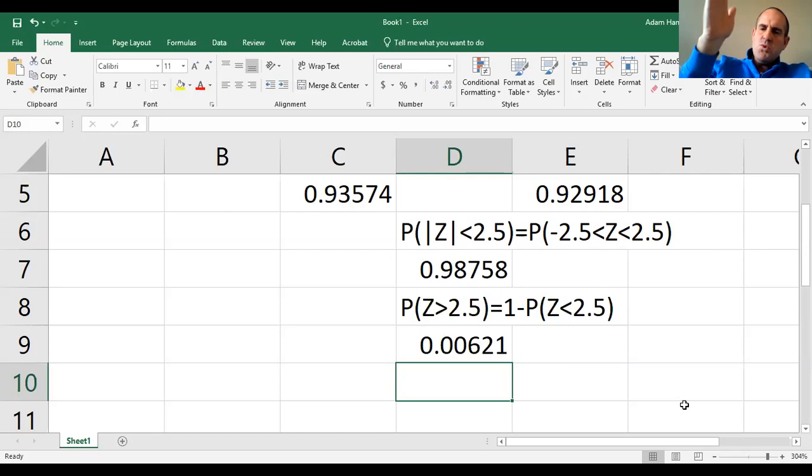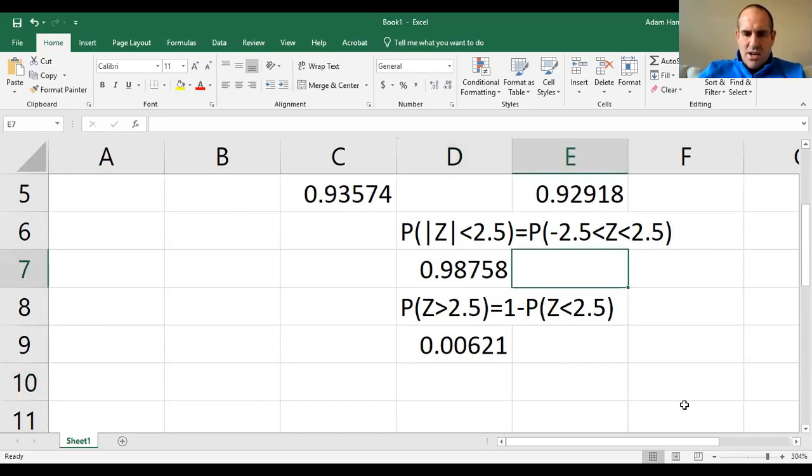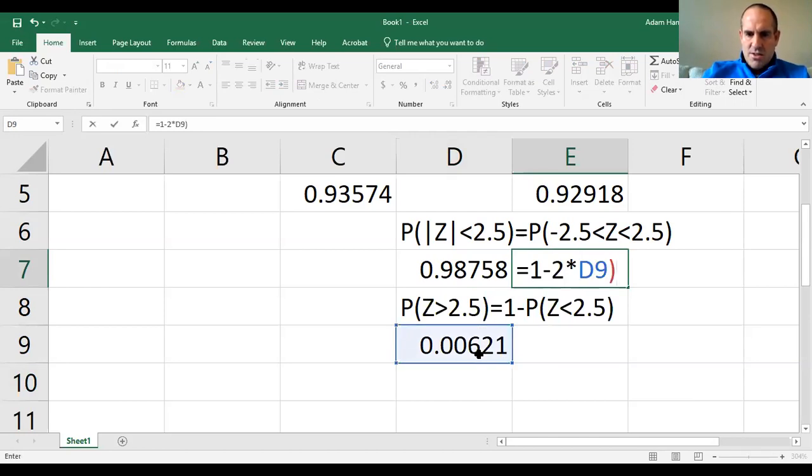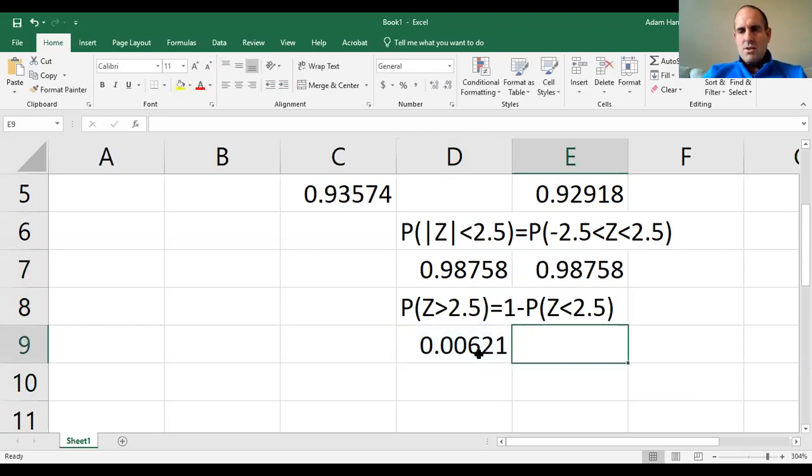So if I want the area between negative 2.5 and 2.5, I know that there's 0.00621 in the right tail, and that same amount in the left tail. So this should be equal to 1 minus 2 of these, because there are 2 tails with this amount that I want to get rid of. When I hit enter, this should be the same, and it is. So there's some nice symmetry that you can take full advantage of with this stuff.